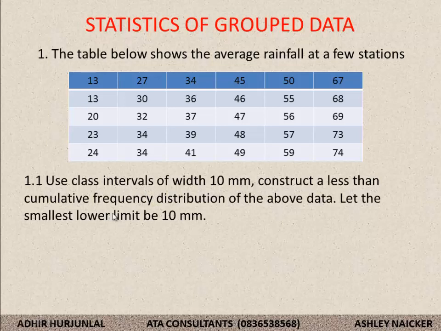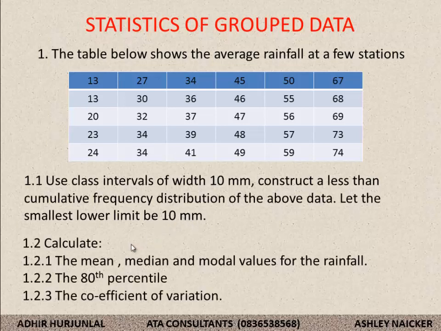Construct a less than cumulative frequency distribution of the above data and let the smallest lower limit be equal to 10 millimeters. The beauty of this type of question is we are not required to use Sturge's rule in order to get the class width because we are given a clear directive on what the class width needs to be and the lower limit. The question says calculate the mean, the median, the modal values, the 80th percentile, and the coefficient of variation.